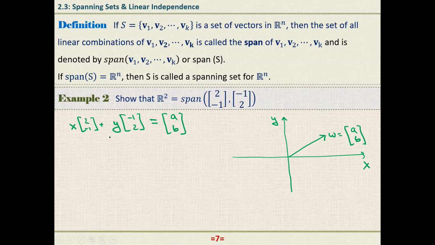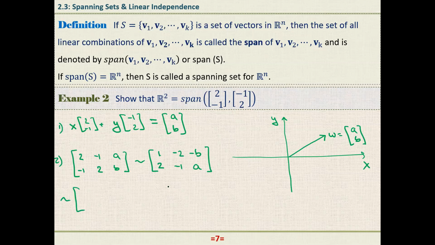Now to do this, we know that first we need to write the augmented matrix. So here we have 2, -1, -1, and 2, and here we have A and B. Immediately, if I interchange and multiply the first column by -1, here we have 1, -2, -B, and the second line will be 2, -1, A.